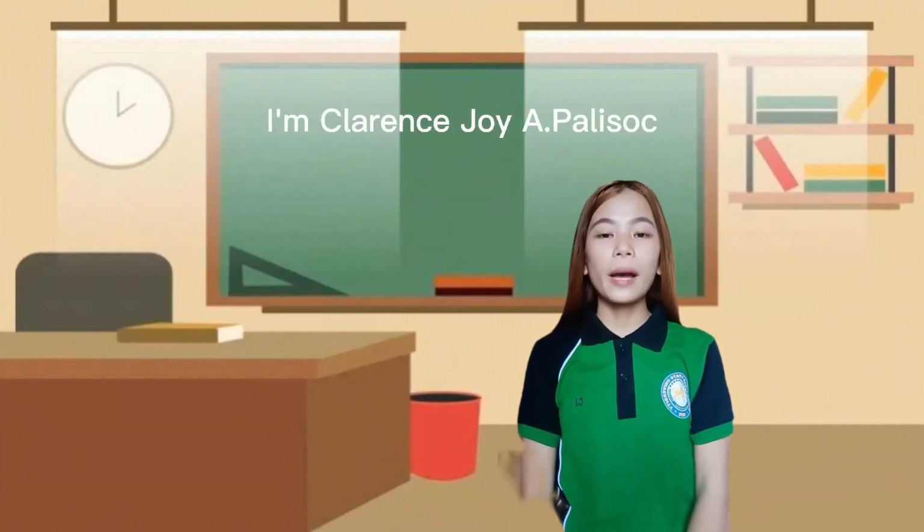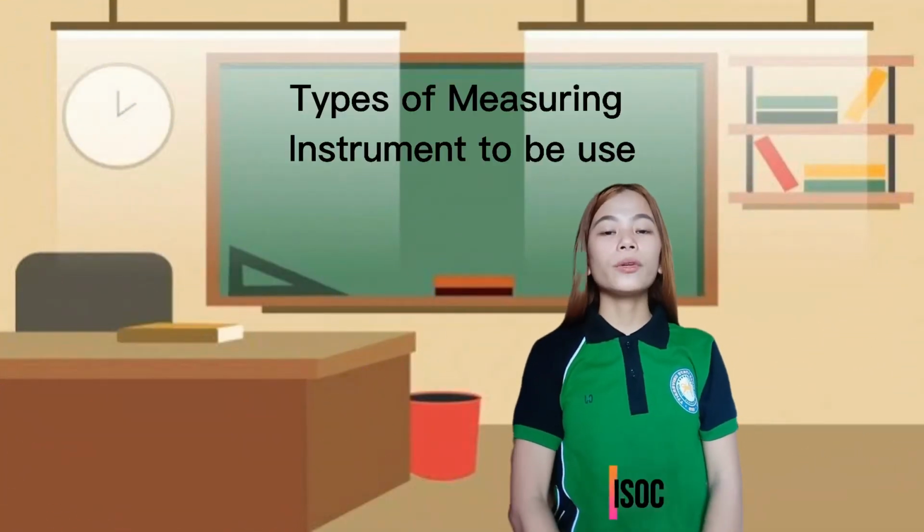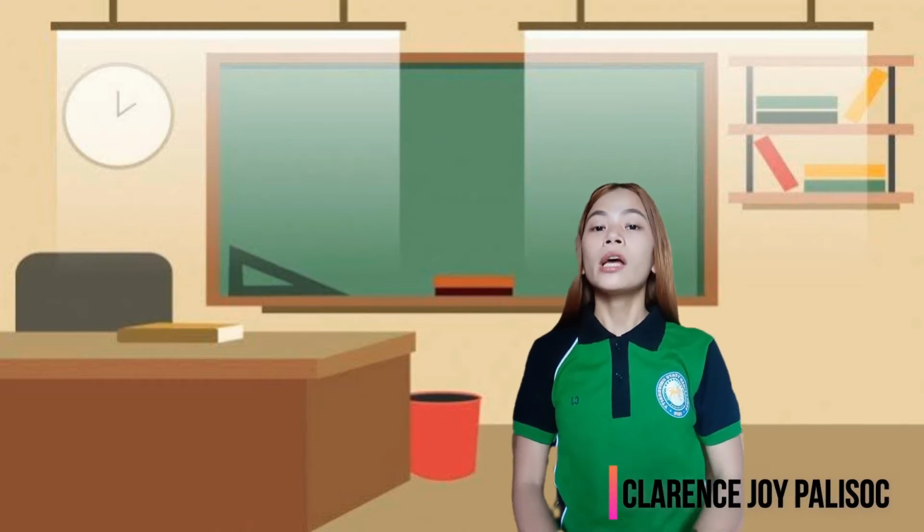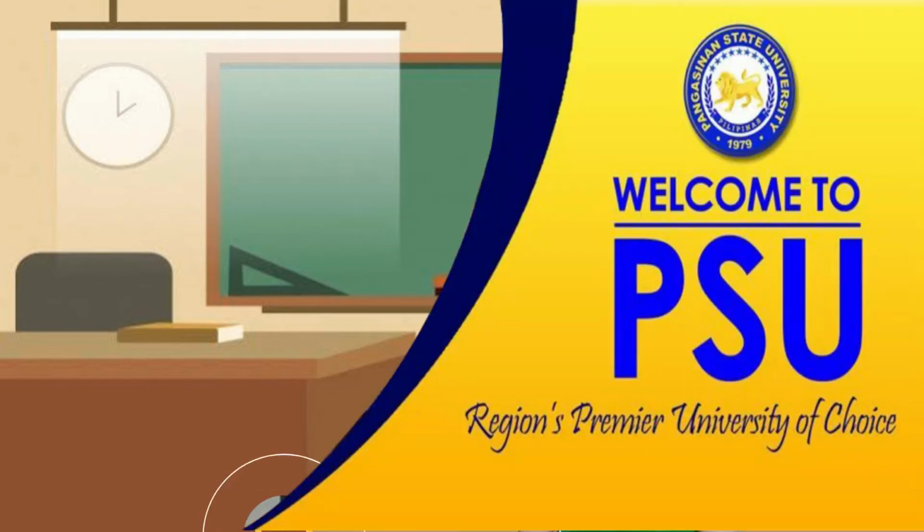So when it comes to the topic entitled Types of Measuring Instruments to be Used, what I've learned is that it is very important that the measurement that we will use is aligned to our objective. Example, if you want your students to create an artifact using recycled materials, then the type of measuring instrument that should be used is project-based.